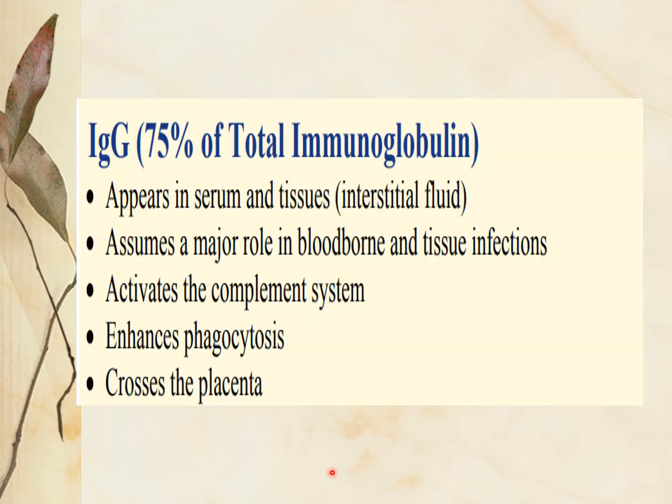So IgG is considered 75% of total immunoglobulin. It appears in serum and tissues, particularly in the interstitial fluid. It assumes a major role in bloodborne and tissue infections. It activates the complement system and enhances phagocytosis. It can also cross the placenta.